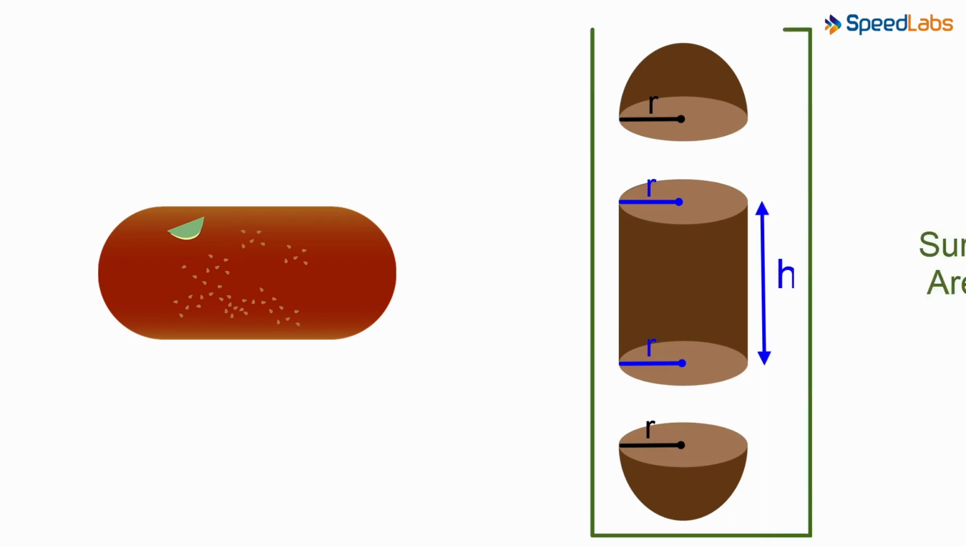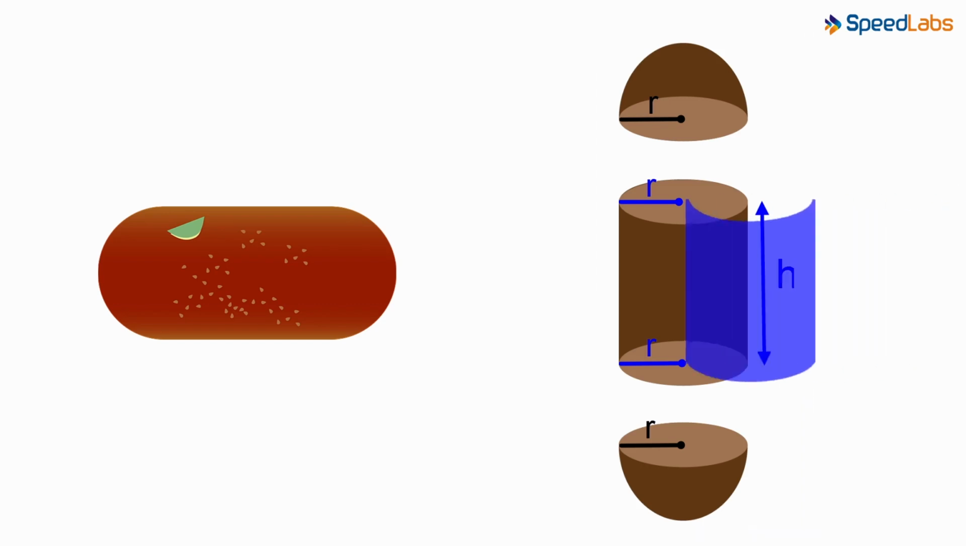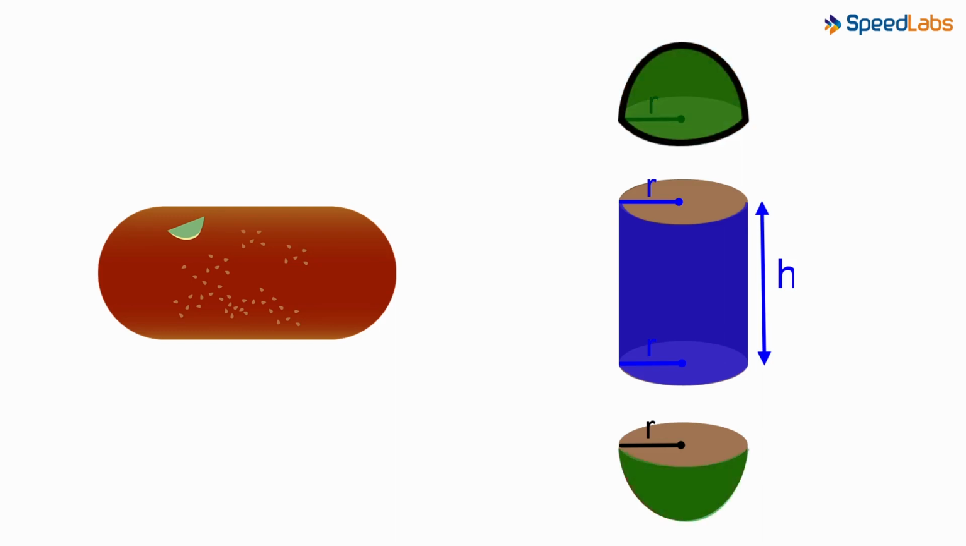Let us first find its surface area. How do we find the surface area of such solids? Do you remember? We first note the surfaces that we are able to see. Here we see the curved surface of the cylinder and the curved surface of the two hemispheres. Which are the surfaces we cannot see? We cannot see the two bases of the cylinder and the bases of the hemispheres. So we find the surface areas of those surfaces that we are able to see and add them to get the required surface area of our solid.